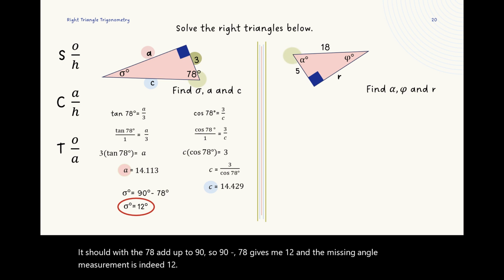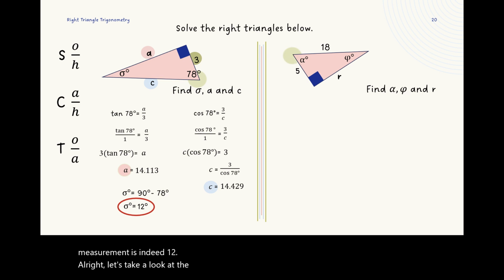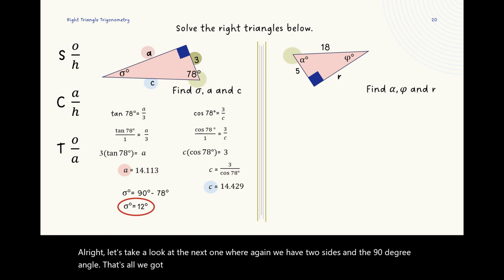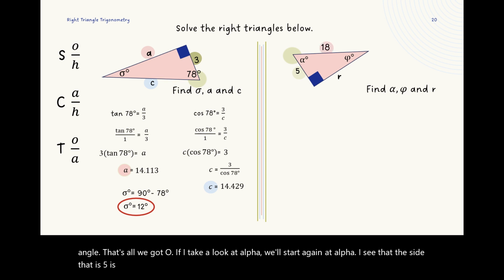All right. Let's take a look at the next one, where again we have two sides and the 90-degree angle. That's all we got. So if I take a look at alpha, we'll start again at alpha. I see that the side that is 5 is adjacent to it, and I see that the 18 is the hypotenuse.